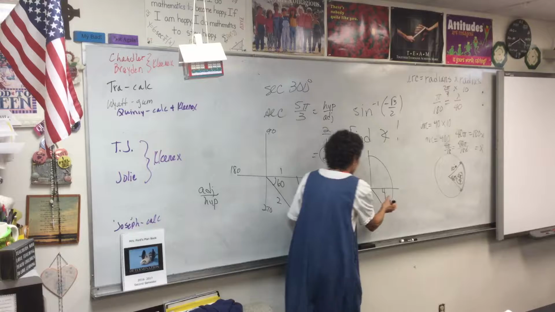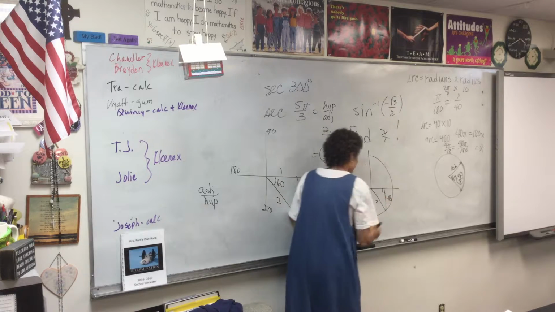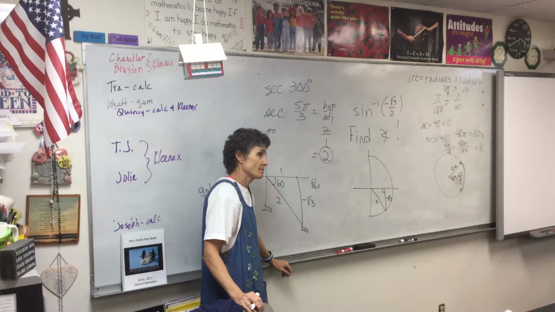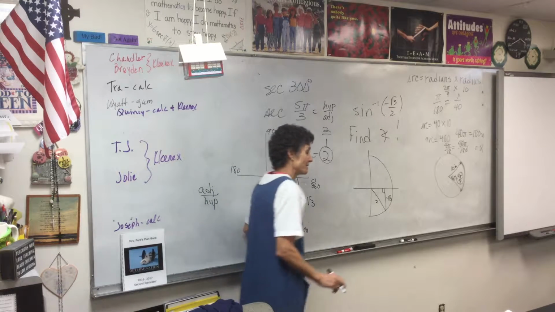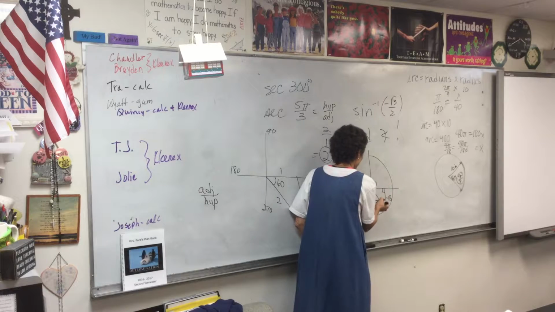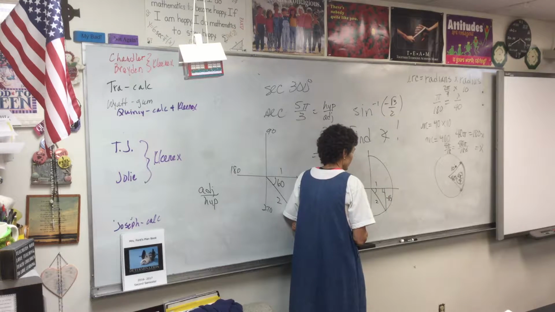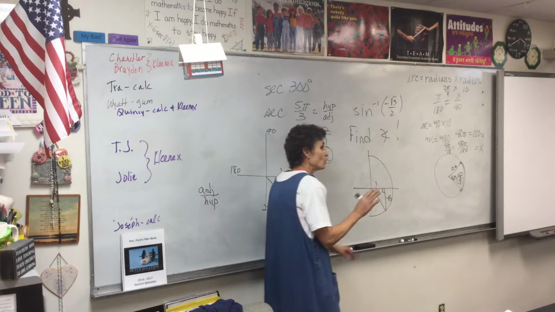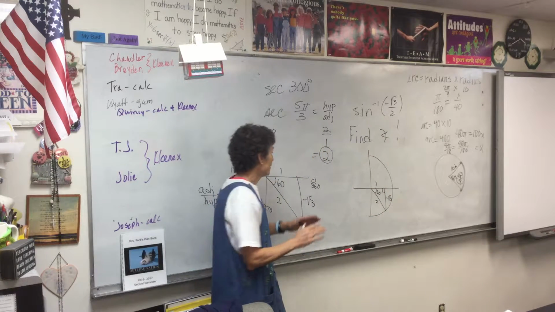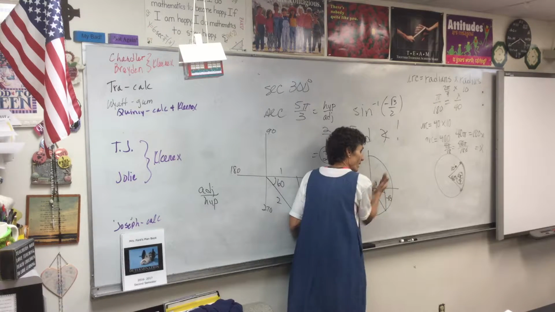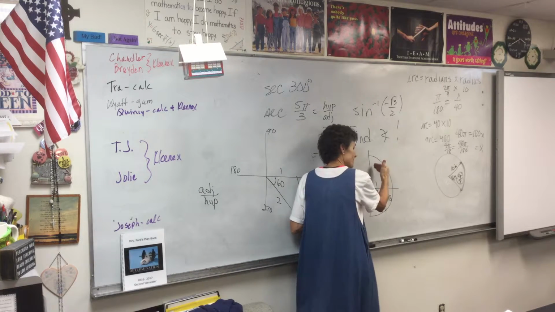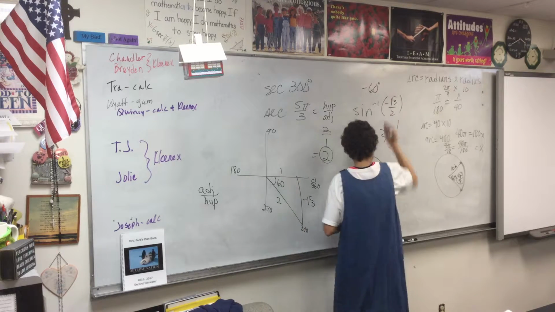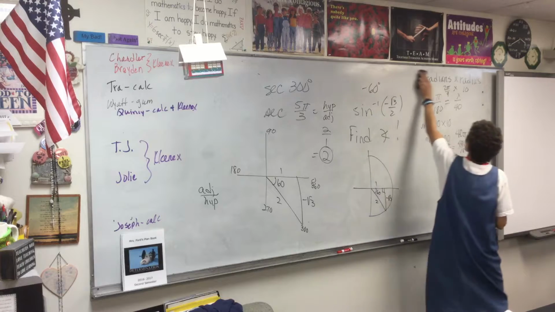So the sine is opposite over hypotenuse. The negative makes sense. What is the adjacent side? 1. How big is that angle? 60. But don't say the answer is 60, because 60 would go this way, right? So it's not positive 60, it's negative 60. So the answer to the question is negative 60 degrees.